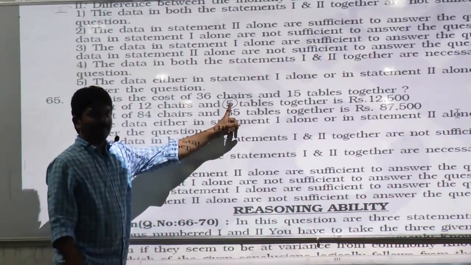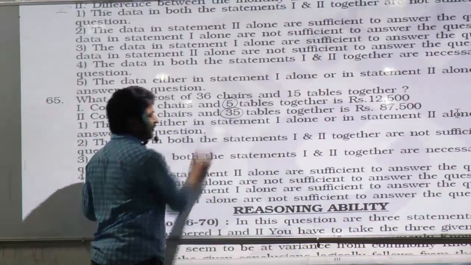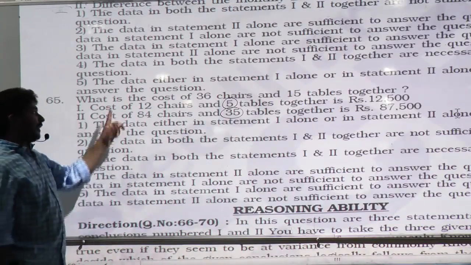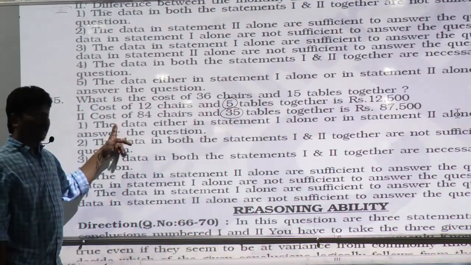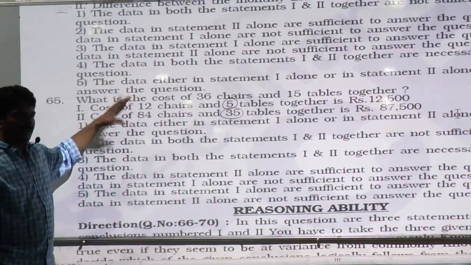In place of 5, if you have any other number, and in place of 35, if you have any other number, will you get it from 1 alone? Will you get it from 2 alone? Then both are required.